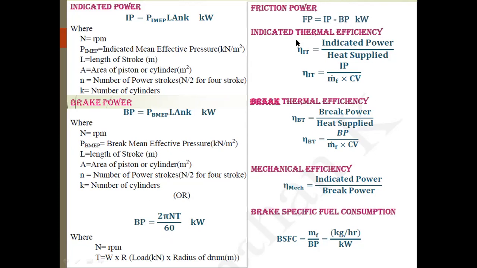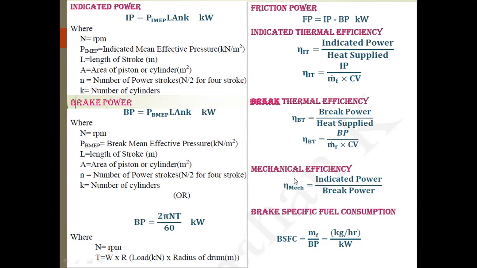Next one is the indicated thermal efficiency. The indicated thermal efficiency is equal to the ratio of indicated power to heat supplied. The heat supplied is the mass of the fuel into calorific value. The next one is the brake thermal efficiency, the ratio of brake power divided by heat supplied. That is, brake thermal efficiency is equal to brake power divided by the mass of the fuel into calorific value.